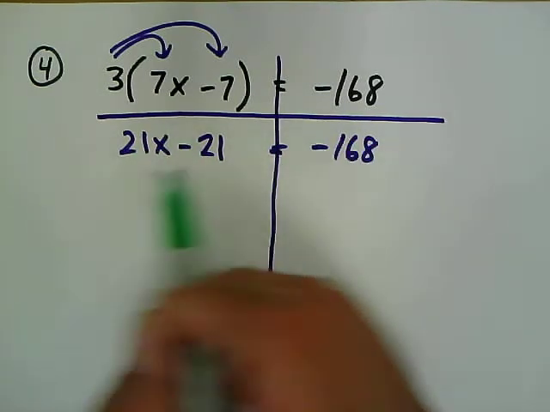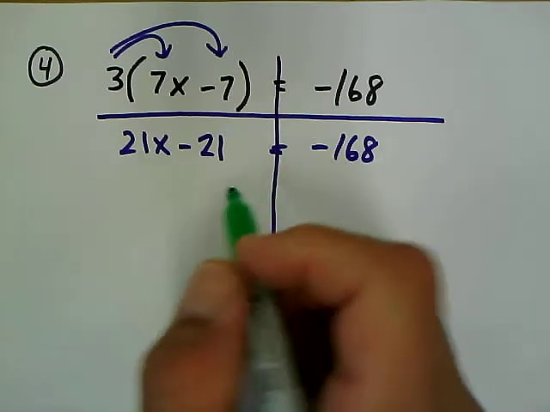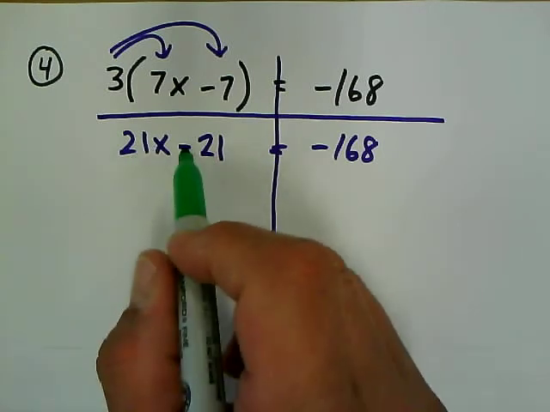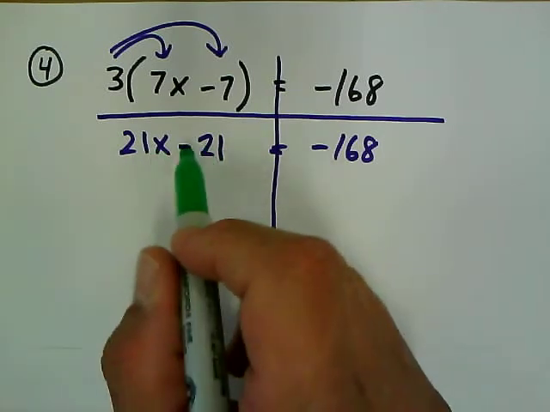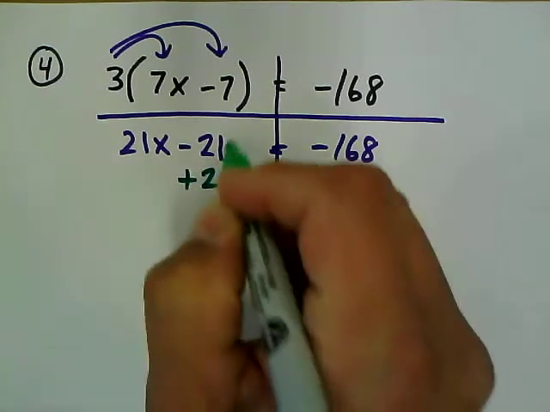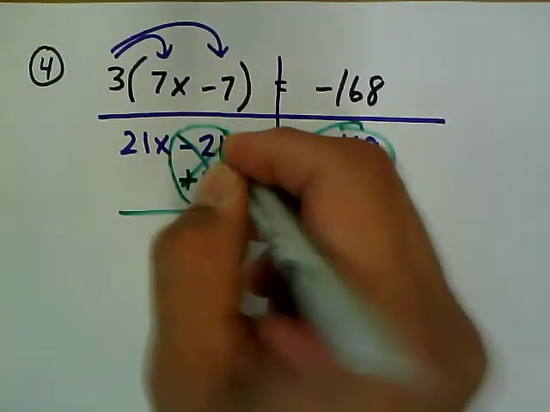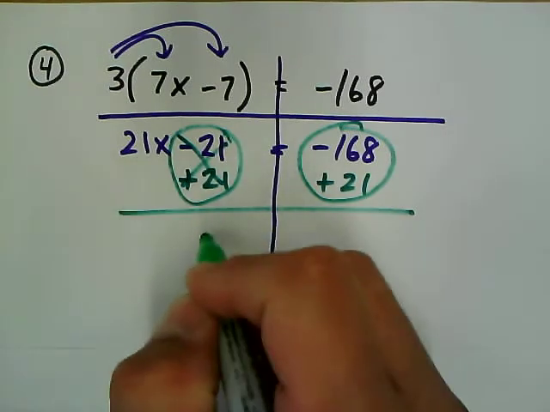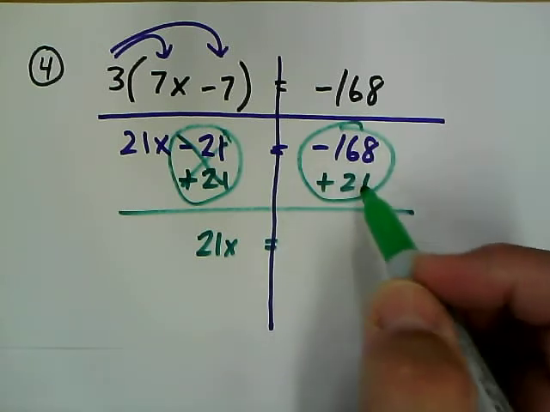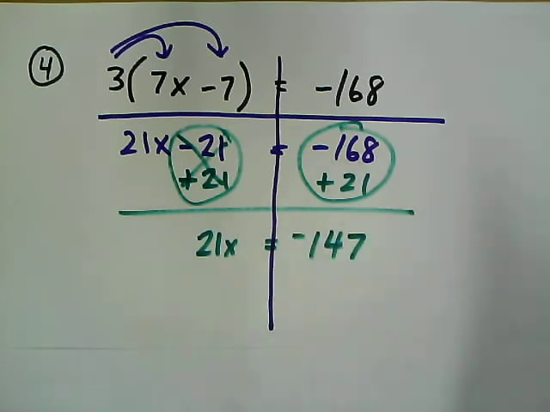There's nothing to combine here or here. There is no extra variable over here. So then we're looking at what's added or subtracted to the x. That 21 is multiplied to the x. This one is subtracted to the x. So we're looking at this minus 21. So we're going to add 21 to both sides. Our opposite operations disappear. We're left with 21x and negative 168 plus 21. We got negative 147.